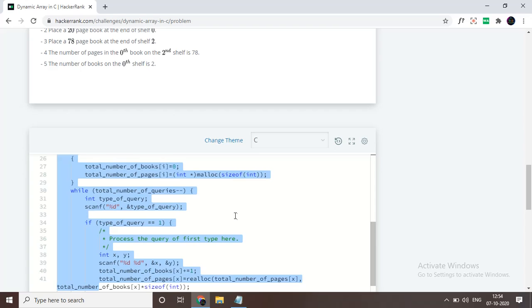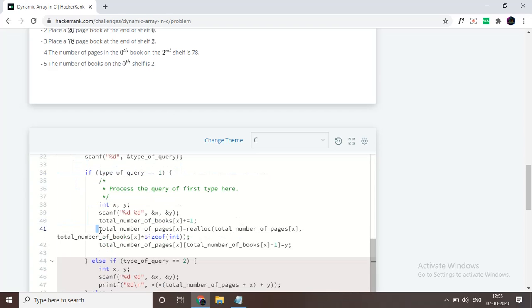What I am doing here, I am allocating the memory again for that particular book. How many pages are there? I am going to write this query. Y belongs to total number of pages of x. For that book, I am going to go for the shelf here, and I am going to allocate the memory here. How many pages here? Okay, that's it.